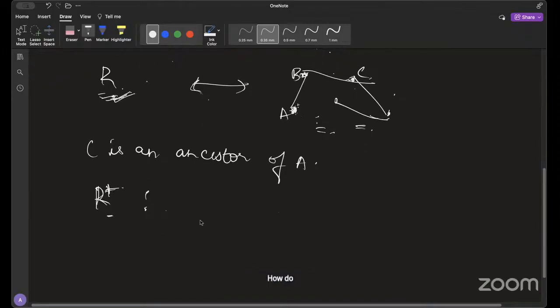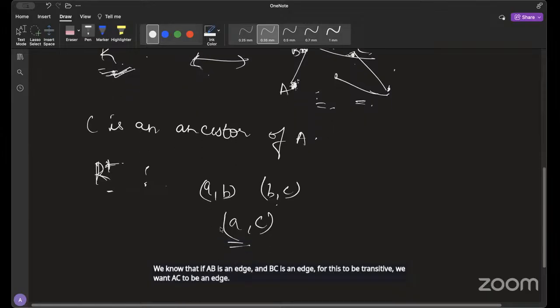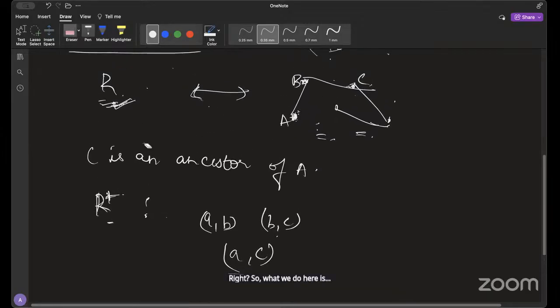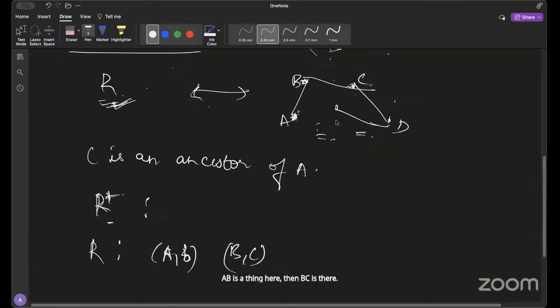How do you do the transitive thing? We know that if AB is an edge and BC is an edge, for this to be transitive, we want AC to be an edge too, right? Let's first see the R relation. AB is here, then BC is here, CD is here, DE is here. It's an undirected graph, so the direction really doesn't matter.